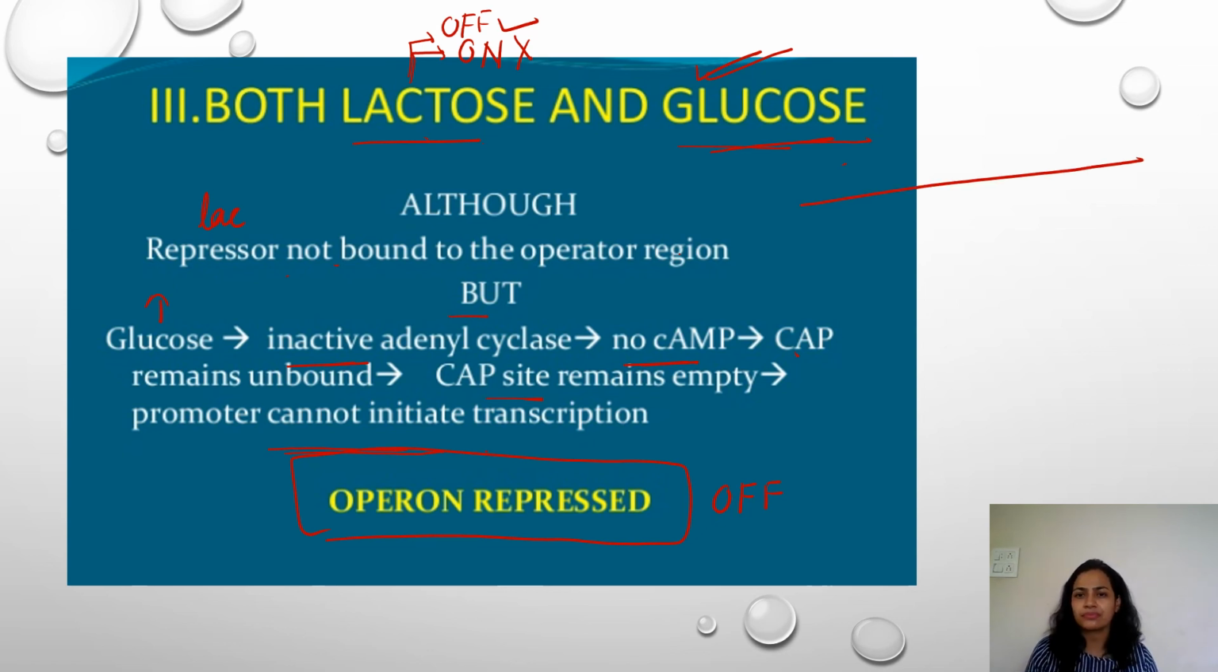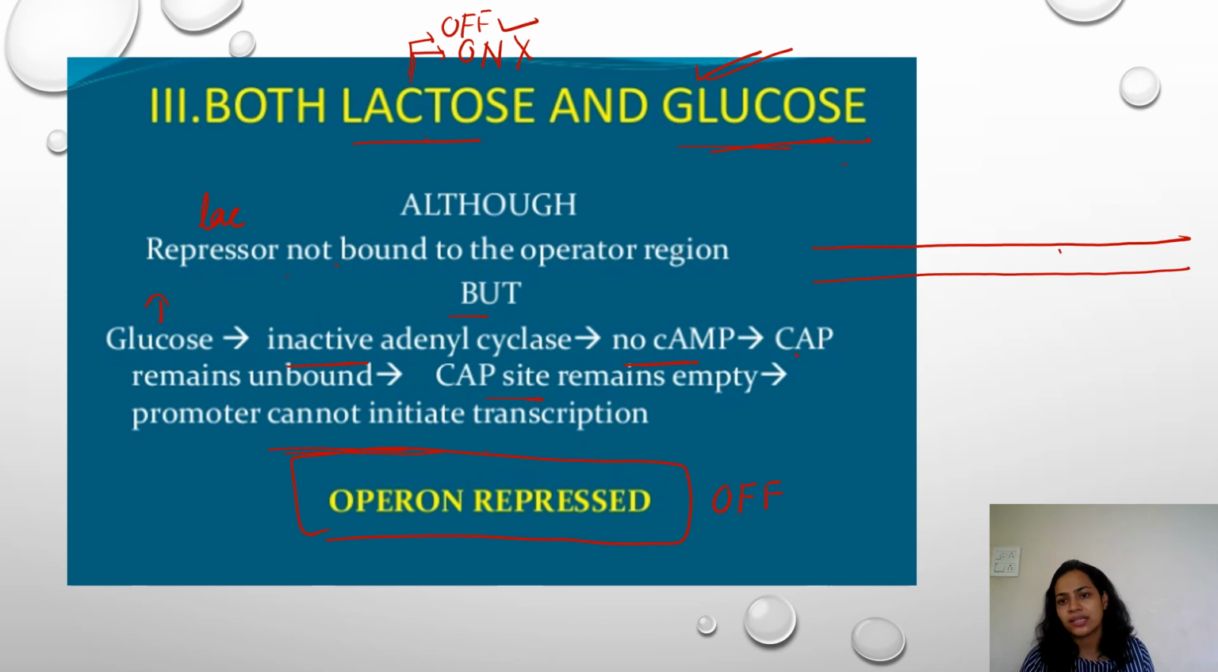I'll just draw it here. This is the DNA. Okay, these are our structural genes Z, Y, and A. Okay, here is the operator. Because now along with the glucose, the lactose is also there in the media. That's why, because of the presence of lactose, the Lac repressor will be blocked and the site is empty.